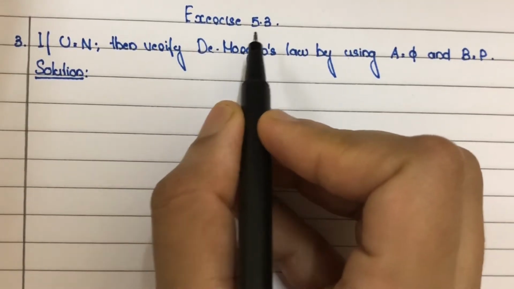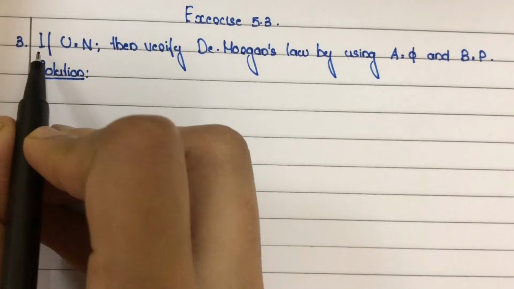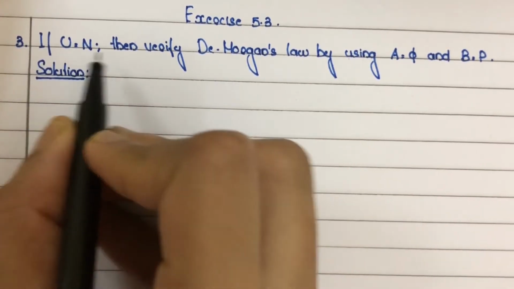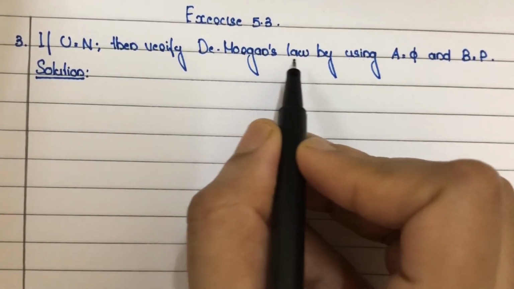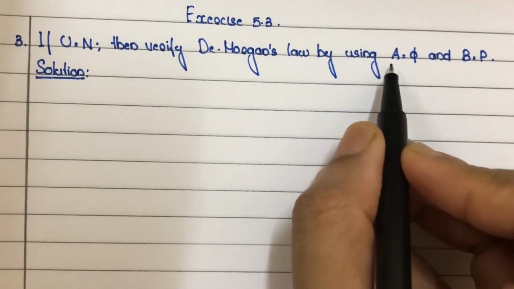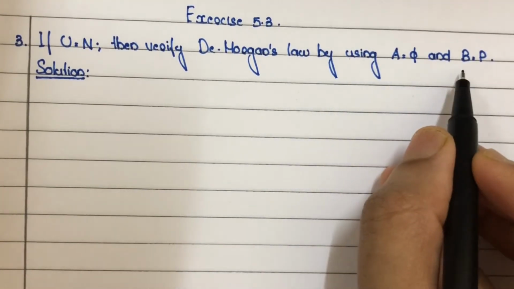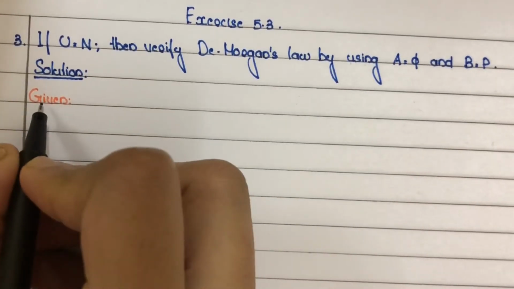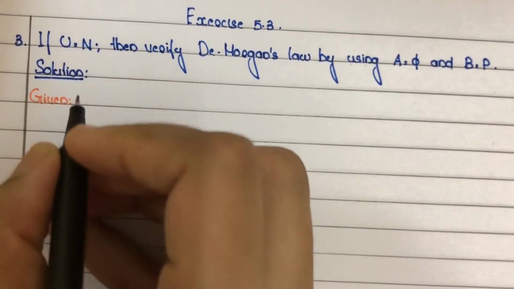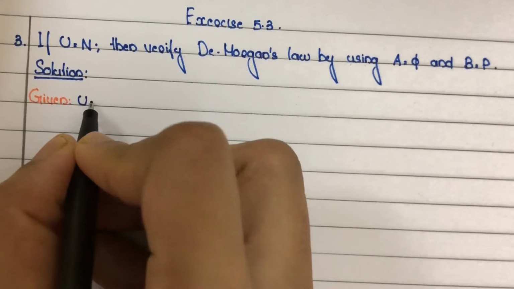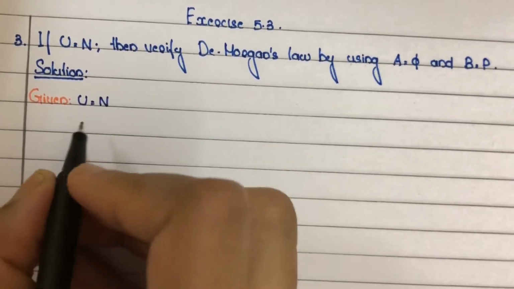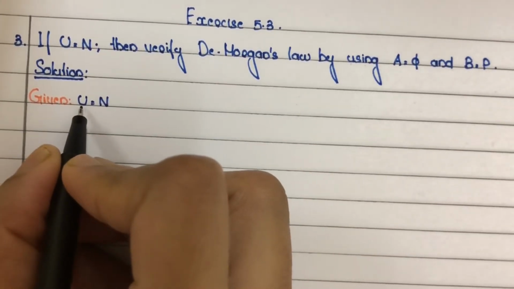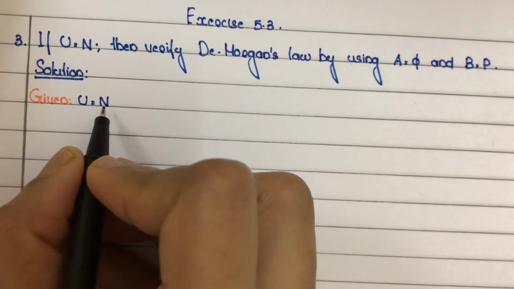Exercise 5.3, question number 3. If U equal to N, then verify De Morgan's law by using A equal to 5 and B equal to P. Given U equal to N. U equal to N means universal set is equal to set of natural numbers.